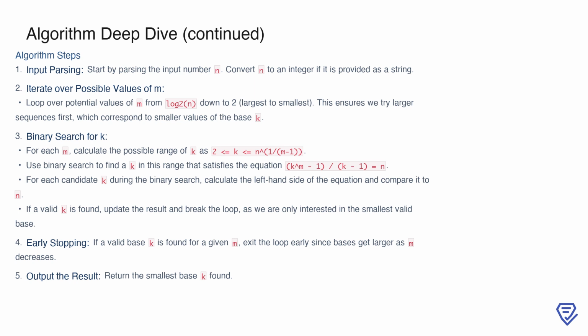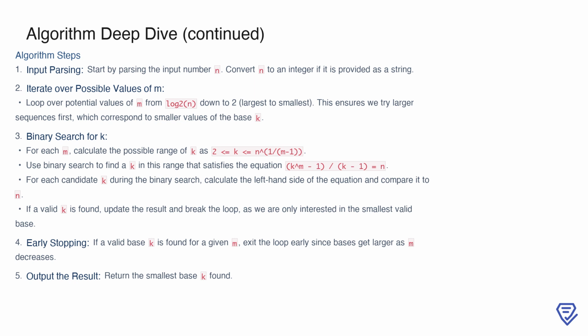To implement the solution, we begin by parsing the input, converting n to an integer if it's provided as a string. Next, we iterate through possible values of m, starting from the largest, which is approximately log₂ n, and decreasing to 2. This order ensures that we prioritize longer sequences, which correspond to smaller values of the base k. For each m, we determine the range of possible bases k, starting at 2 and going up to n^(1/(m-1)). Within this range, we use binary search to efficiently identify a base k that satisfies the equation, (k^m - 1)/(k - 1) equals n.